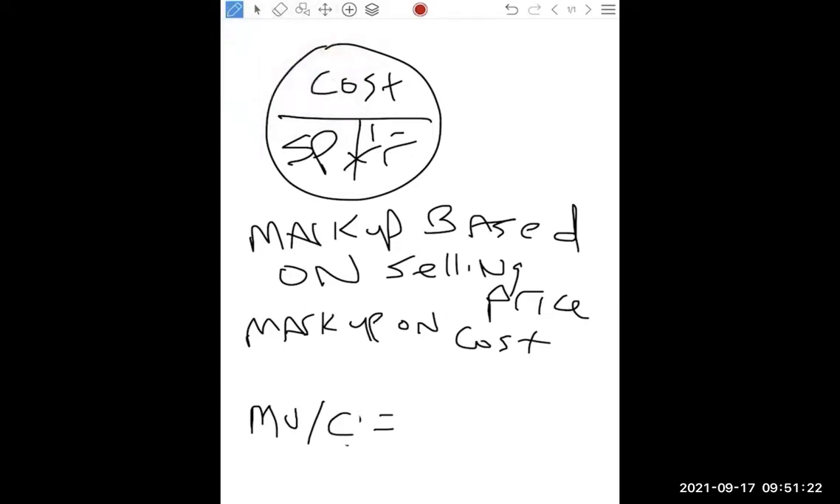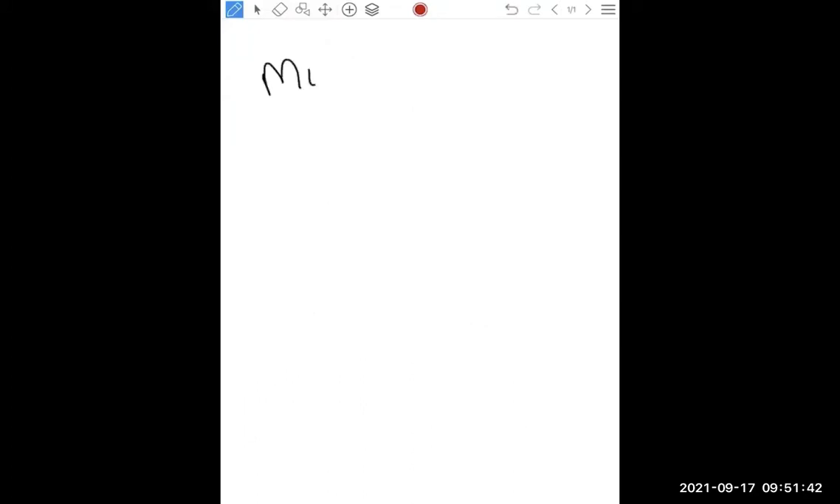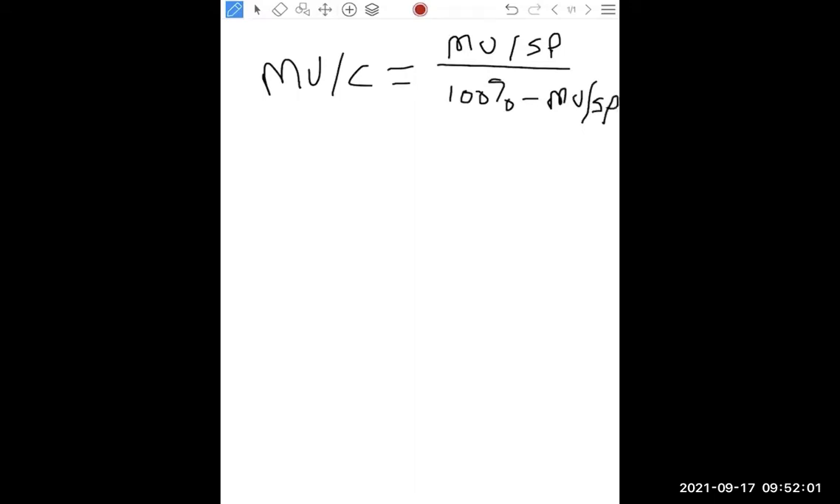And so that's going to be basically the formula for that will be percent. All right, so we're going to do markup based on cost. And the formula for that is going to be markup based on selling price divided by 100% minus markup based on selling price. All right. So if I know the markup based on selling price and I'm trying to find the markup based on cost, I would use this formula.